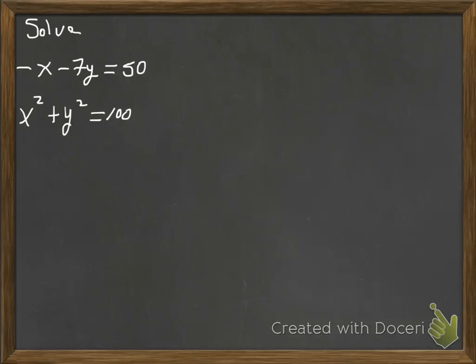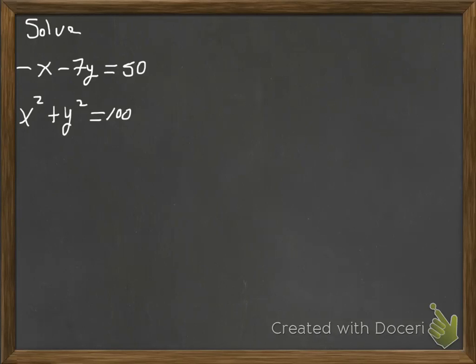Alright, the last topic we're going to look at here in college algebra is solving systems of nonlinear inequalities. And so we're going to use the substitution method mostly for solving these. What we've got here is negative x minus 7y equals 50, and then x squared plus y squared equals 100. So the second equation is a circle with radius 10. The other one is a line.